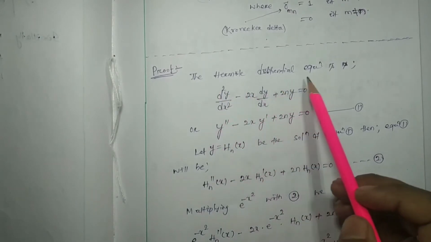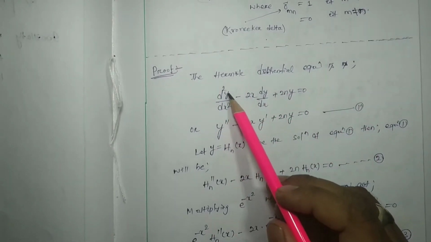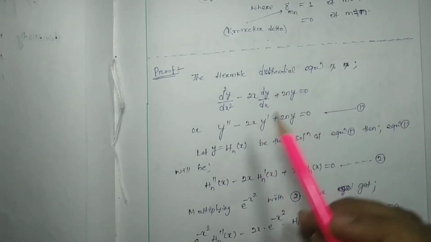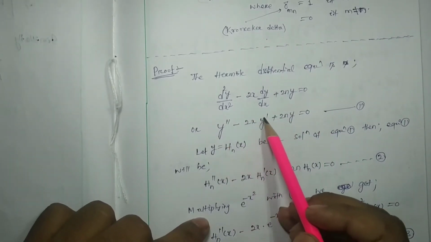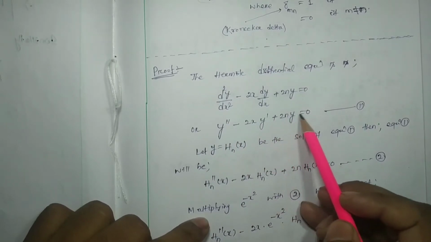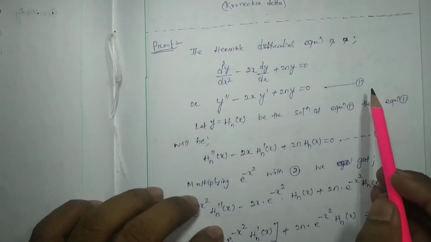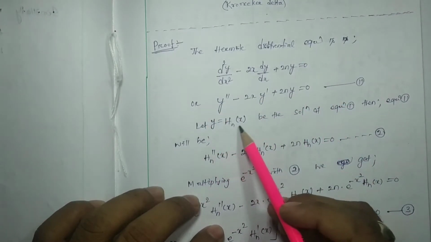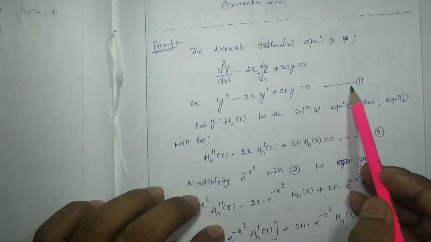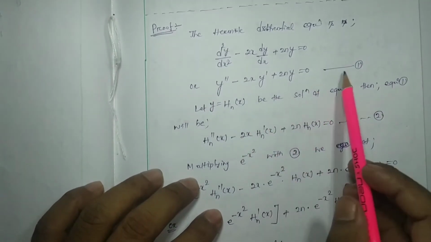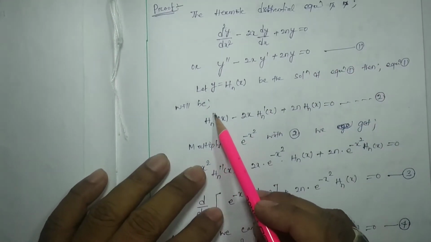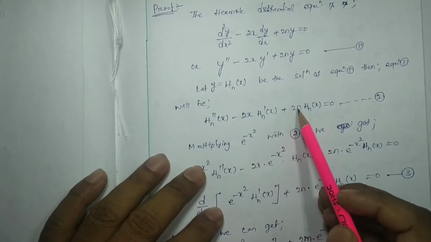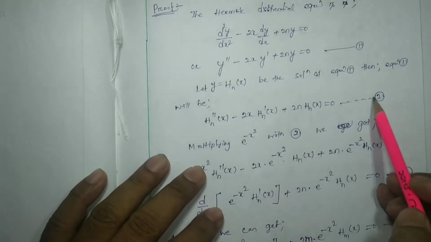The Hermite differential equation is d²y/dx² − 2x dy/dx + 2ny = 0, or we can write y'' − 2x y' + 2ny = 0. Let it be equation number 1. For this differential equation, let y = Hn(x) be the solution of differential equation 1. Then equation number 1 can be written as Hn''(x) − 2x Hn'(x) + 2n Hn(x) = 0. Let it be equation number 2.